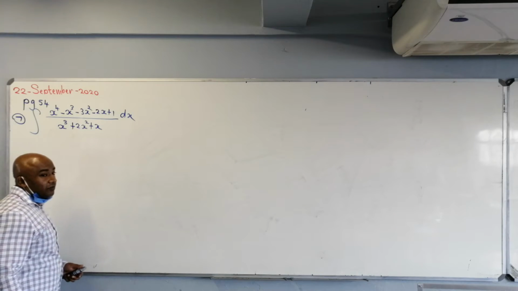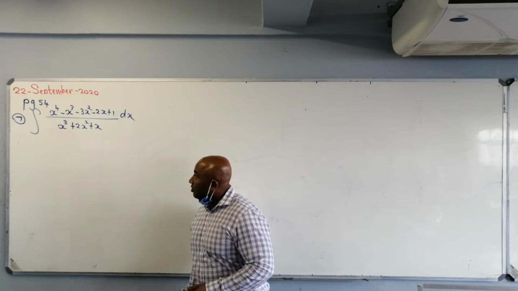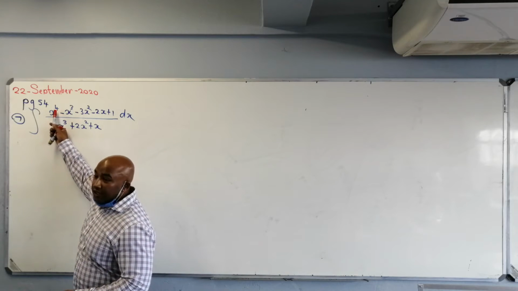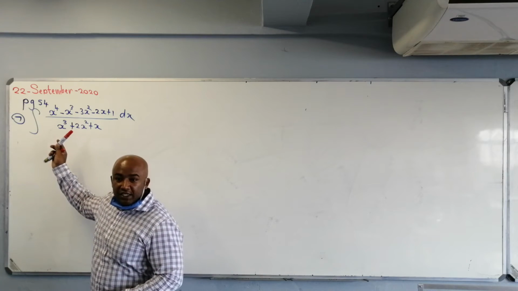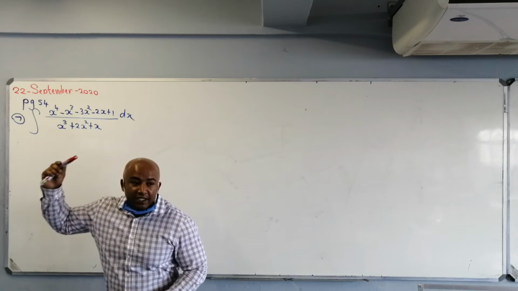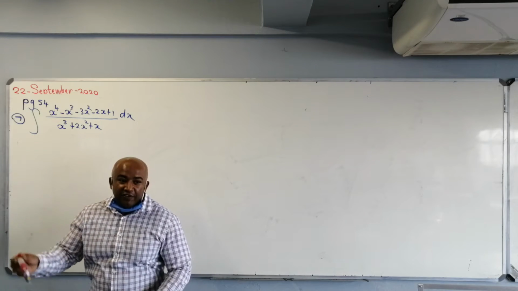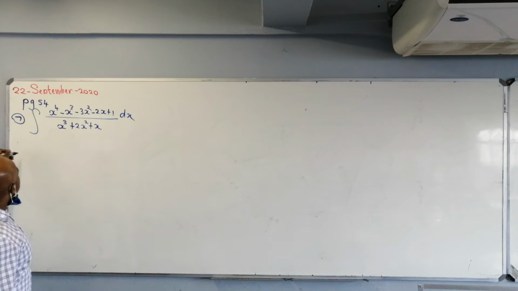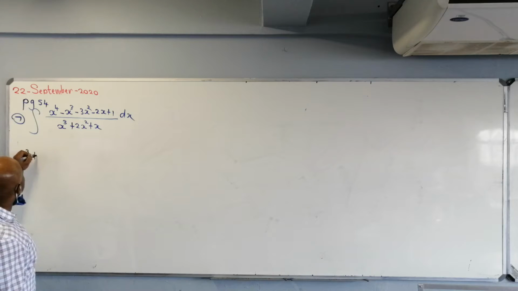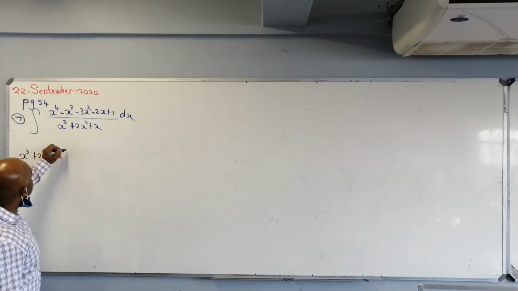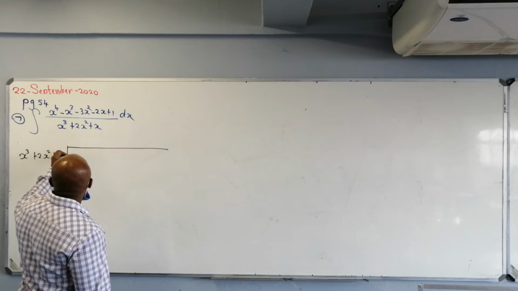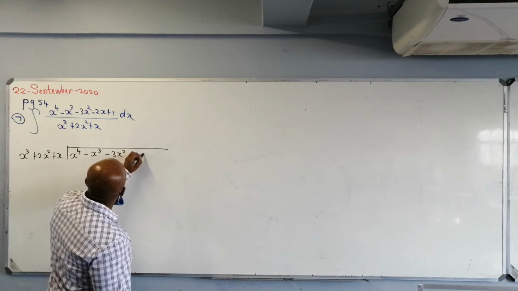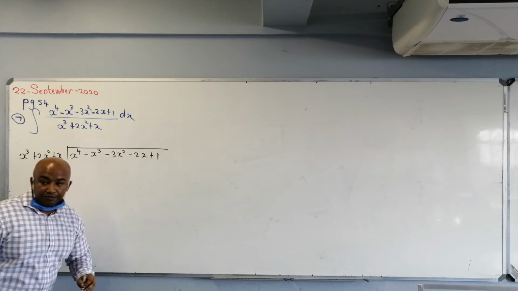Right, so our next problem from page 54. First thing to do is check the degree of the numerator. It's 4. The degree of the denominator, 3. So the numerator is not of a lower degree. If it is not of a lower degree, we must use long division to simplify. So we got our x cubed plus 2x squared plus x. And here we got x to the power 4 minus x cubed minus 3x squared minus 2x plus 1.